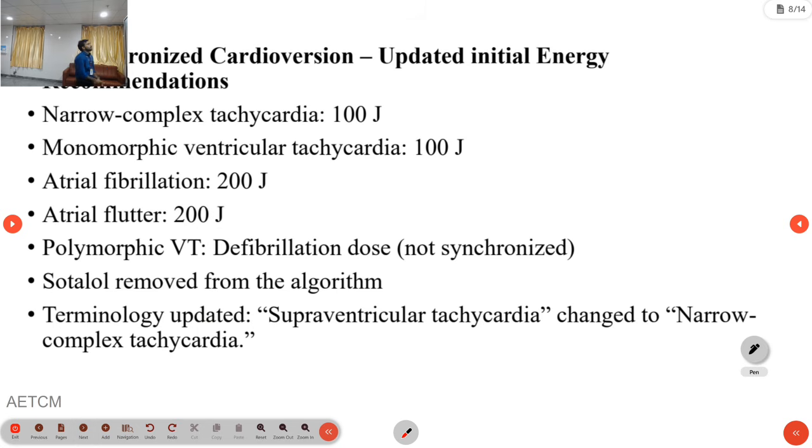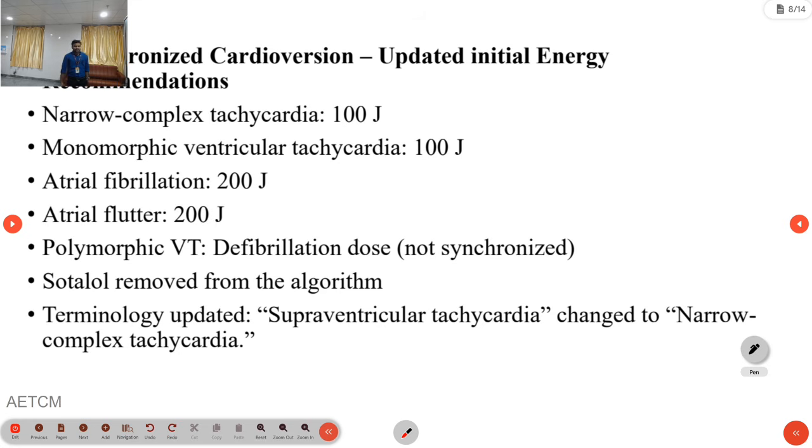Next thing, synchronized cardioversion. We know synchronized cardioversion is a procedure that can be performed in patients who have unstable tachyarrhythmia with a pulse. If you have a patient with unstable tachyarrhythmia with a pulse, we have to go ahead with synchronized cardioversion. But the previous guideline says that any energy less than 200 joules can be given for performing synchronized cardioversion.